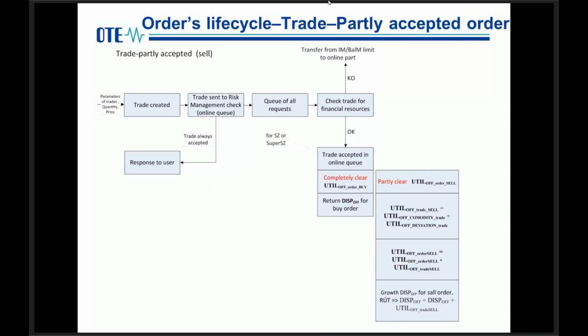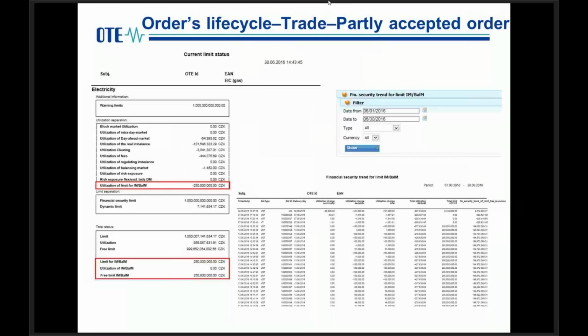balancing market orders. In a partially accepted trade, the order is traded only partially, and the utilization is released for the intraday and balancing markets for the parts which were traded, and the rest stays to be utilized.